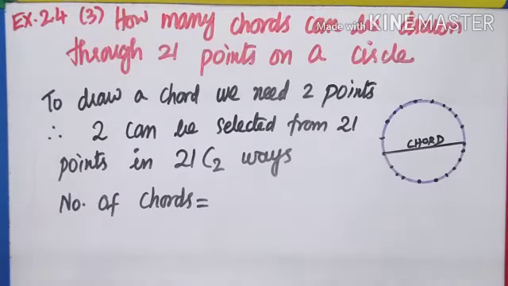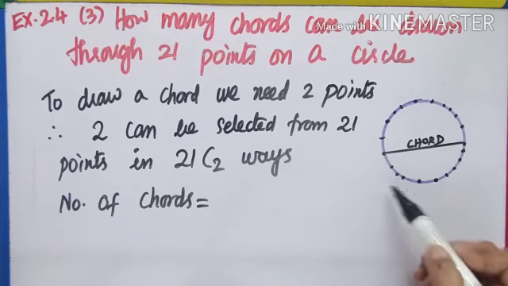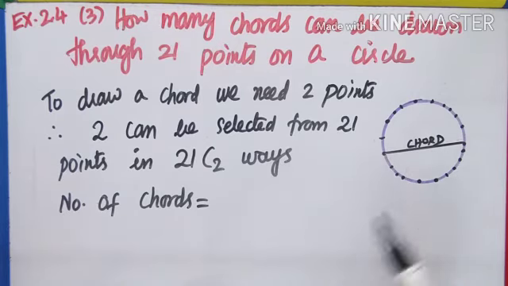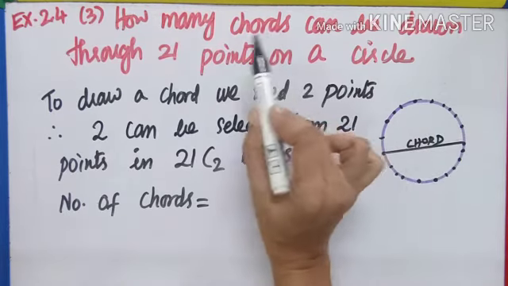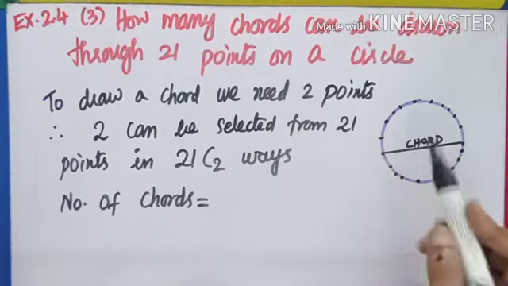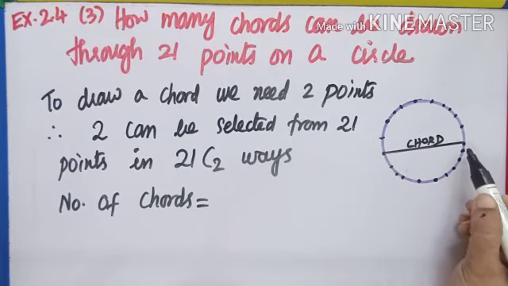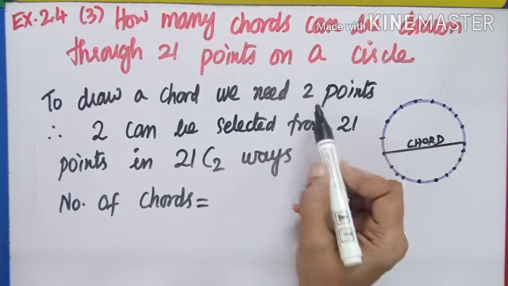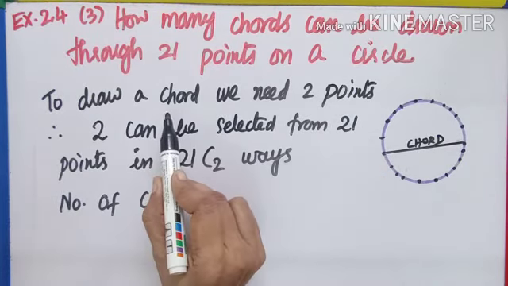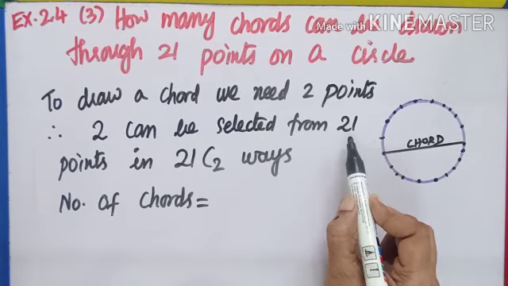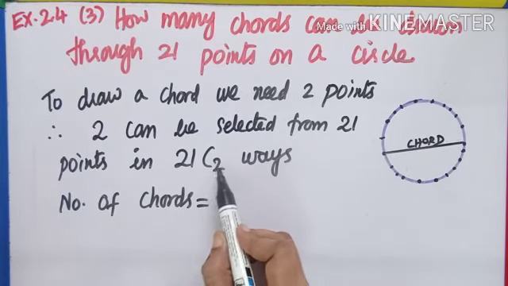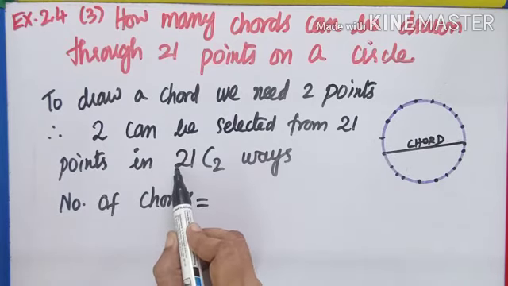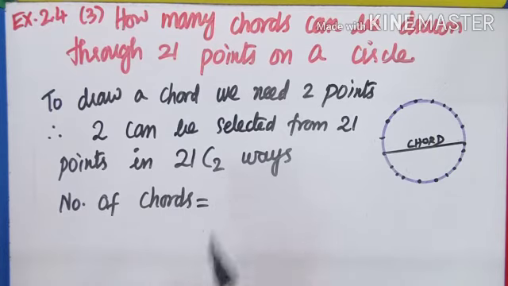Question number 3. How many chords can be drawn through 21 points on a circle? See, we have a circle and there are 21 points on the circle. The question is chord. How to draw a chord? We have to join any 2 points. So, we need 2 points to draw a chord and there are 21 points. How will you select 2 from 21? In how many ways? 21C2 ways.